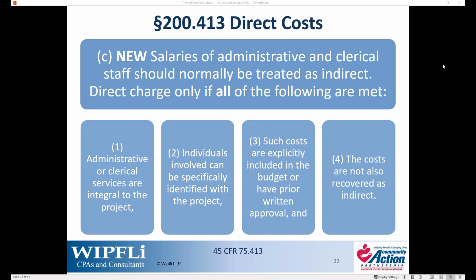Number 2, that individuals involved can be specifically identified with the project. So we know exactly that these administrative and clerical staff, we can see how they are involved with the project. Number 3 says that costs are explicitly included in the budget or have prior written approval. So make sure that you've included these administrative and clerical staff in your budget. And number 4, that the costs are not also recovered as indirect. That means you can't directly charge and indirectly charge them.